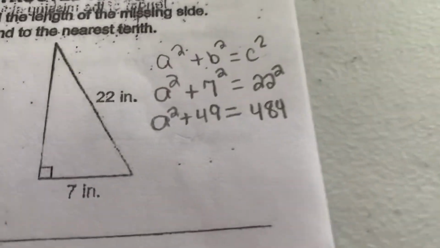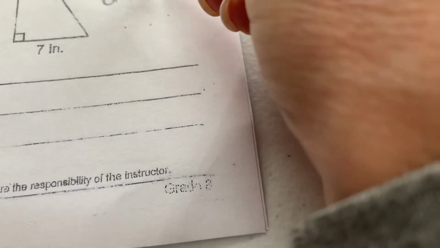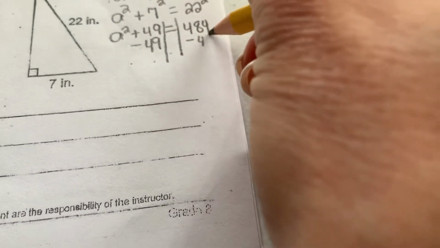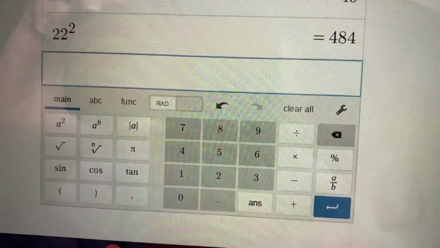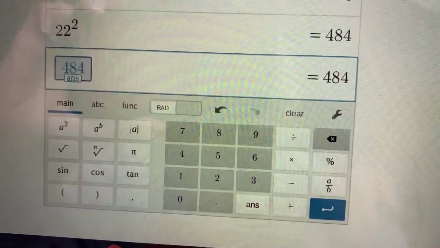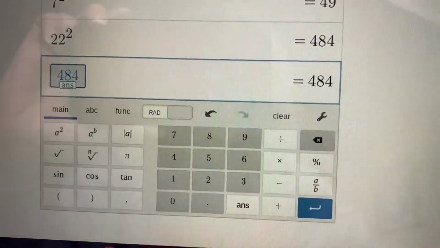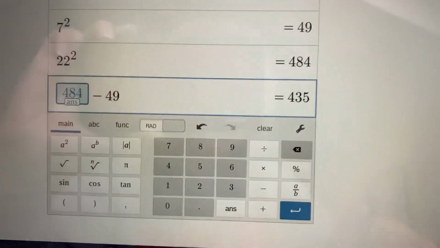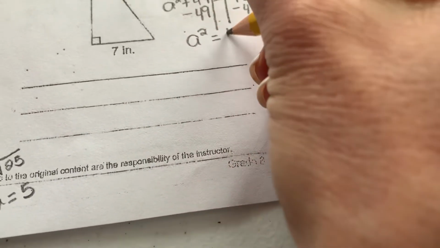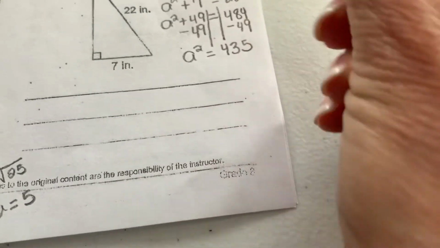Oh, sorry, 484. Now we're going to make our railroad tracks, and we're going to subtract 49. Okay, so I'm just going to go back up here to my calculator. I'm going to hit enter. I'm going to hit my answer, so it gives me 484, and I'm going to put minus 49, and that gives me 435. So A squared equals 435. Now to get rid of this, we got to take the square root of both.